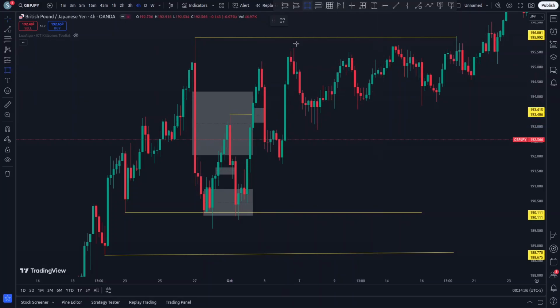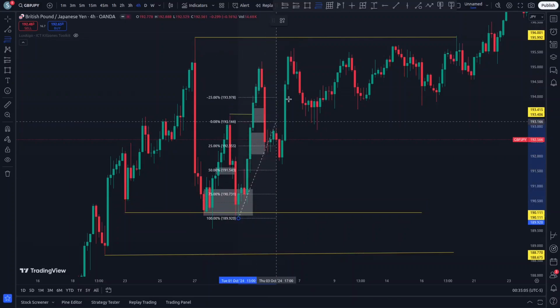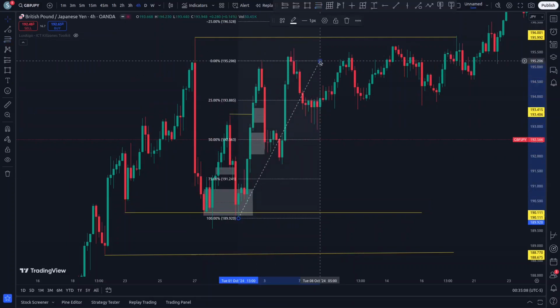When price was moving in this direction, it keeps creating a series of imbalances here, and creating a series of imbalances here. When price creates a series of imbalances, price retraces from this level to this level to fill these imbalances. If we take our Fibonacci tool and mark this level, we will see that this fair value gap here is within our discount area.